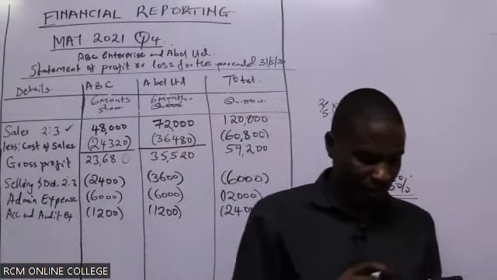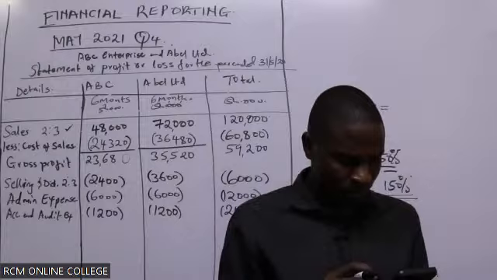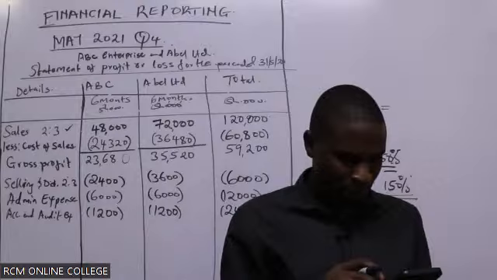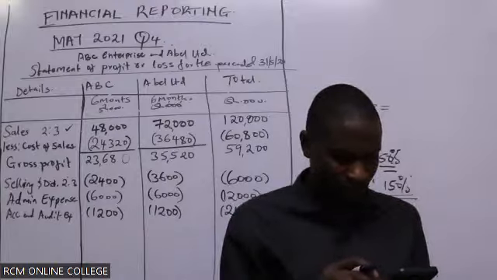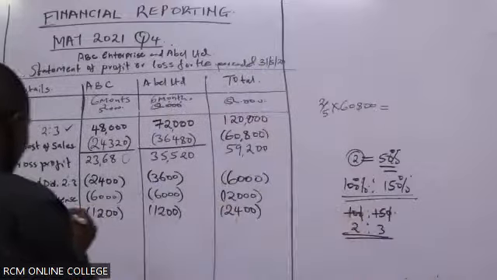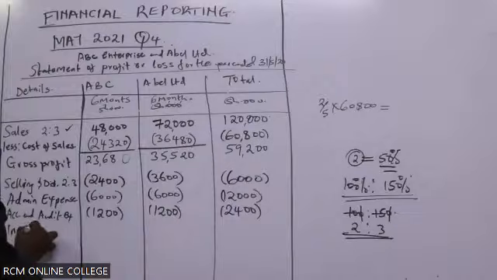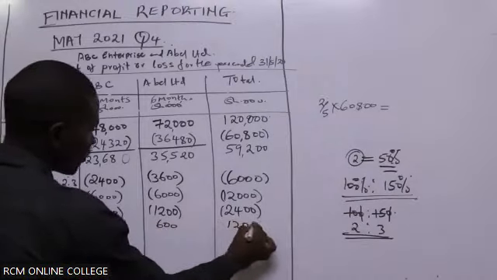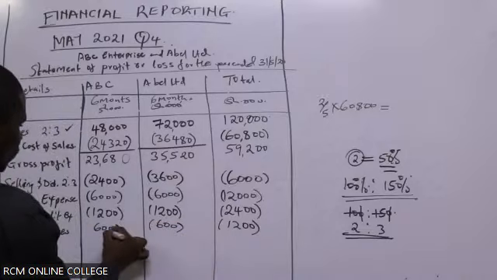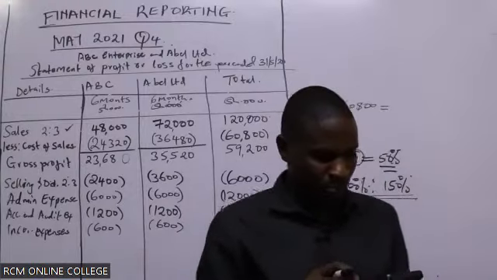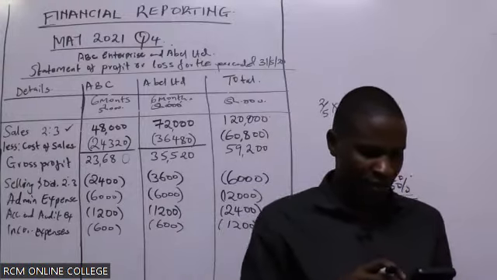Any other expense? Incorporation expenses. You see this? How much are incorporation expenses? 1,200. Yes, 1,200 incorporation expenses. That one we subtract. We proceed. Trade receivable.